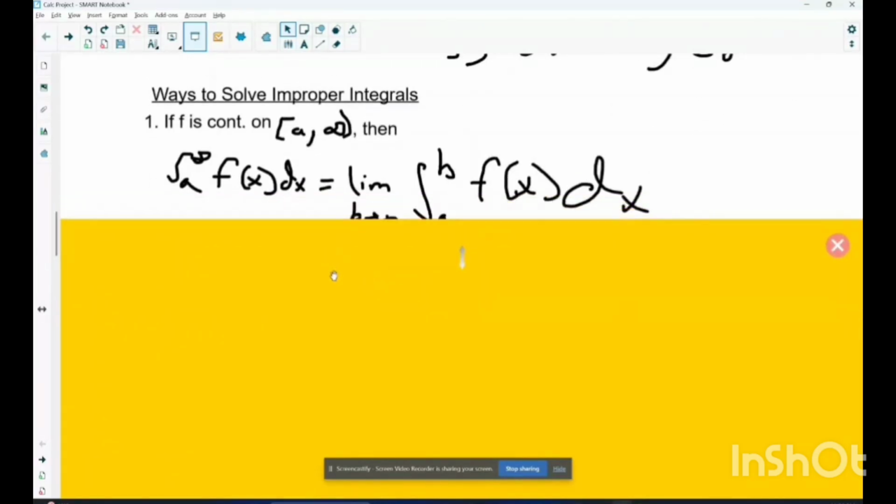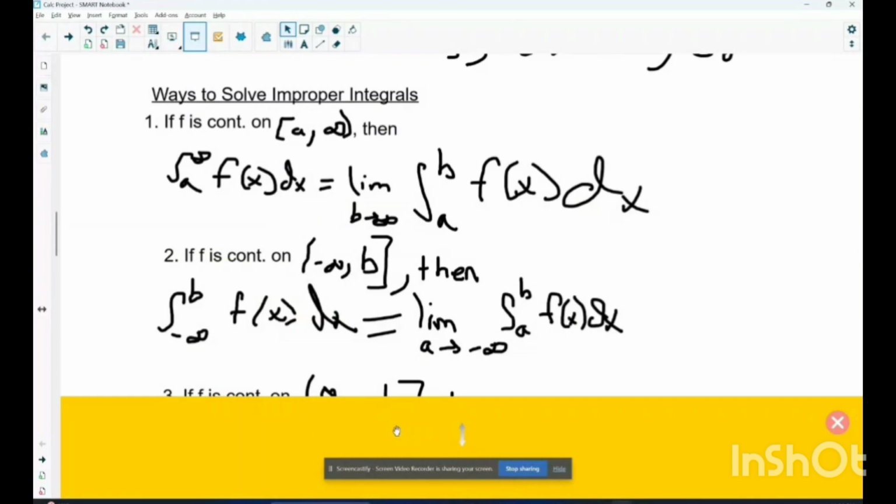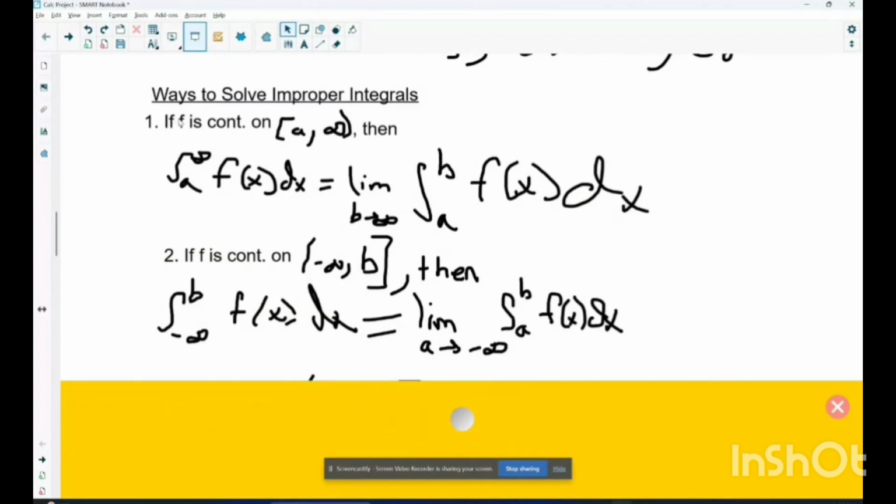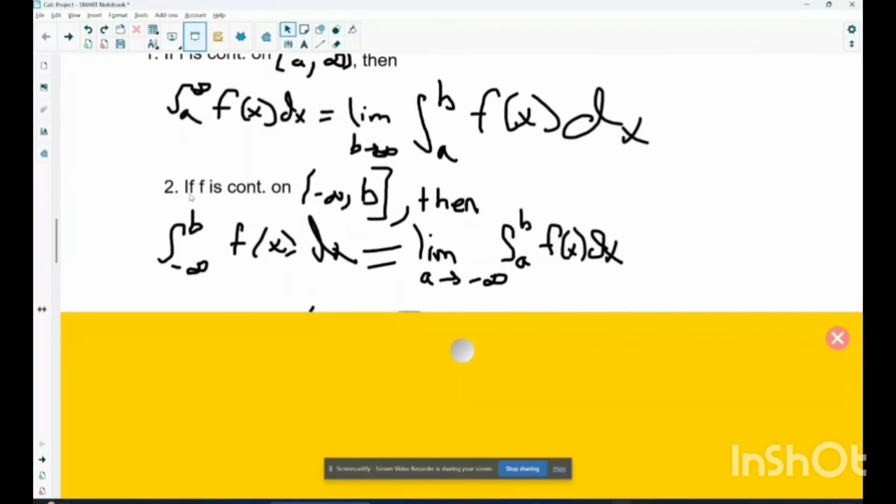So now I'm going to be showing you ways to solve improper integrals. If f is continuous on a to infinity, on the open interval, then you'll take the limit and sub in b for infinity, which will be the integral from a to b. You solve that, get that antiderivative, and plug in. Same goes if f is continuous on negative infinity to b. You'll take the limit, sub in a, find the antiderivative, then you'll plug back in later.